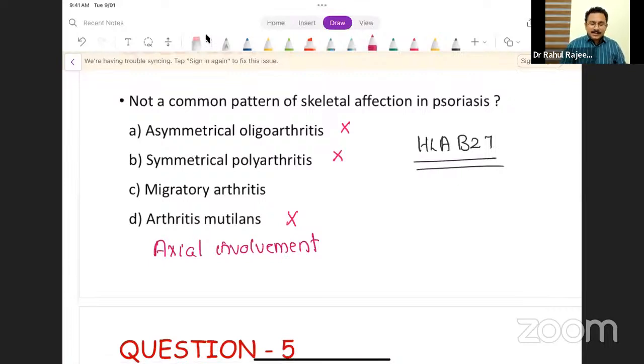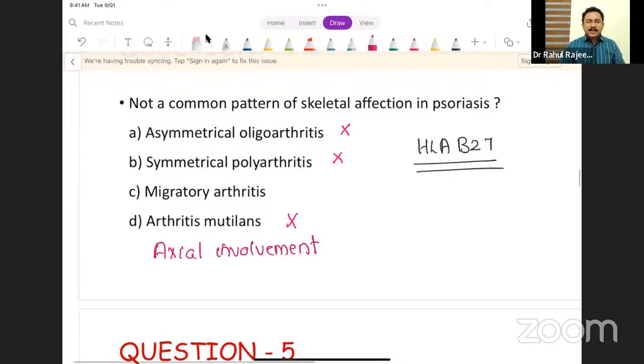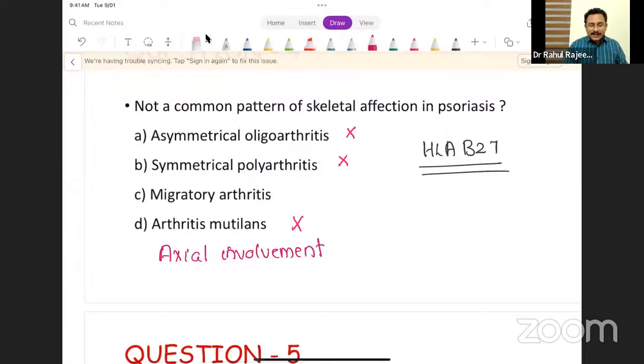Now, the next point: I told you about the axial involvement. Another pattern is the distal interphalangeal joint involvement, DIP joint involvement. This is also very important because DIP joint involvement is unlikely in case of rheumatoid arthritis. So when psoriatic arthritis presents with a symmetrical polyarthritis, if the patient has a DIP joint involvement, it is likely to be psoriatic arthritis. And remember, when you think of a DIP joint involvement, there are 3 important conditions that you should keep in mind.